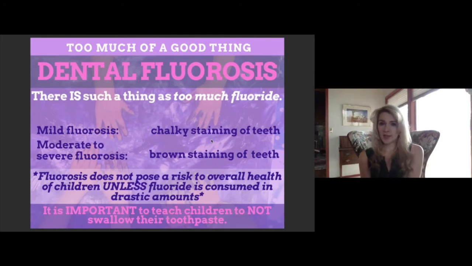So, too much of a good thing, can that happen? Well, of course, there is such a thing as too much fluoride, and it typically results in something called dental fluorosis. Now, mild fluorosis can create just a chalky staining of teeth. It actually makes them appear white. However, moderate to severe fluorosis, like we discussed, leads to a brown staining of the teeth, which is aesthetically unappealing. Now, fluoride does not pose a risk to overall health of children unless it is consumed in drastic amounts.